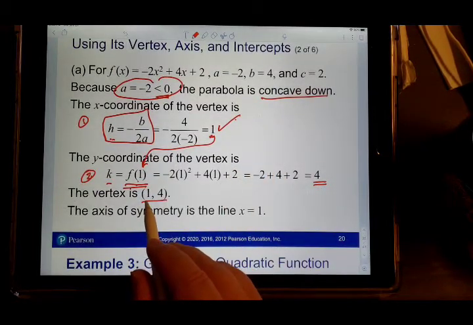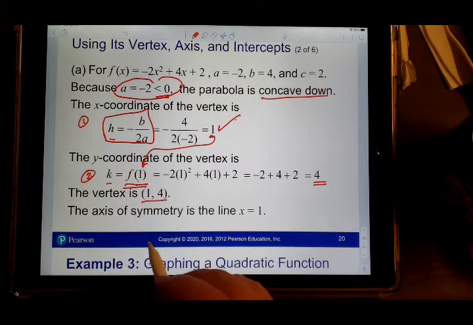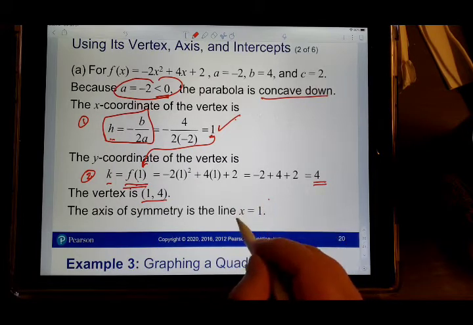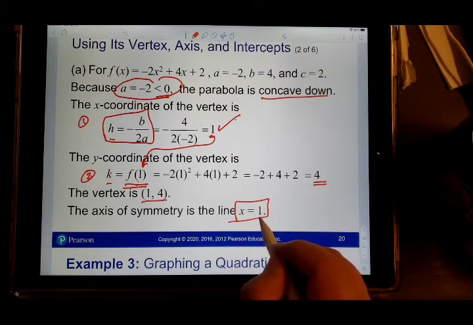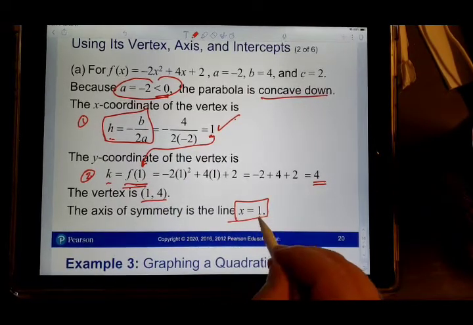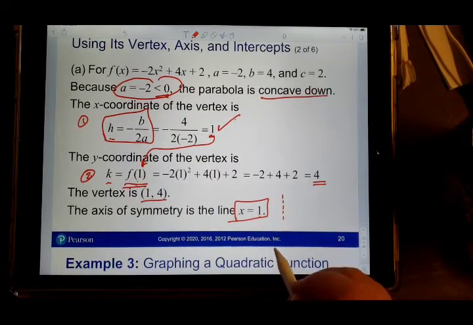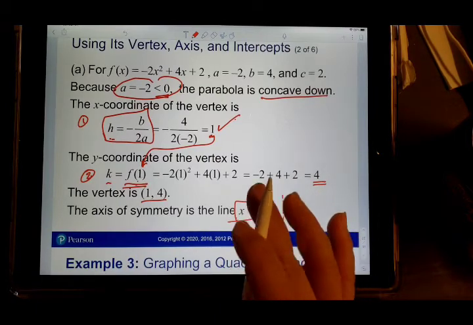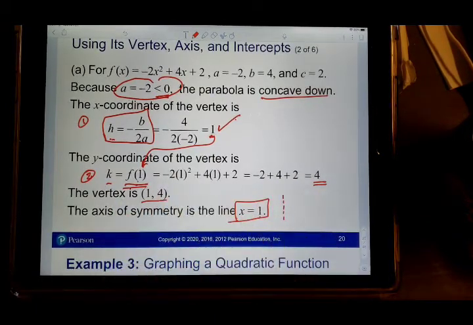Again, once I find the vertex, or once I find h, I know that the axis of symmetry is the line x equals that number, x equals 1. So remember, the line x equals 1 is a vertical line. So we have all this information about the graph.